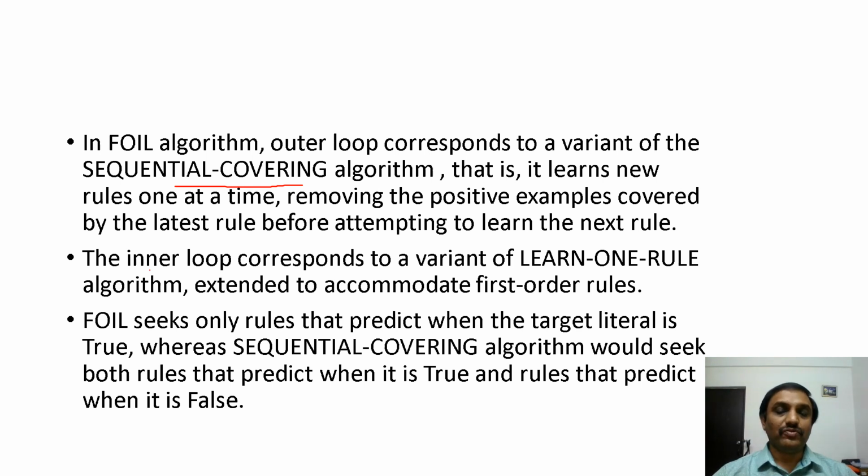Next, the inner loop, which is similar to Learn-One-Rule. The inner loop corresponds to a variant of the Learn-One-Rule algorithm extended to accommodate first order rules. This FOIL algorithm seeks only rules that predict when the target literal is true, whereas the sequential covering algorithm would seek both rules that predict when it is true and rules that predict when it is false.